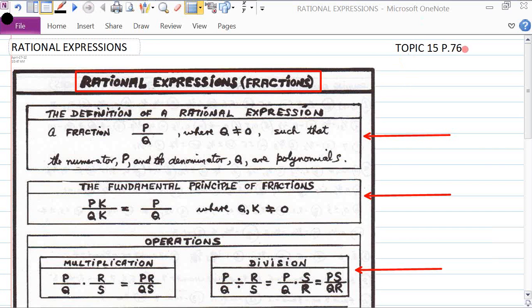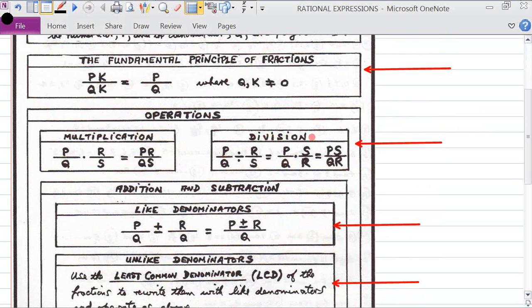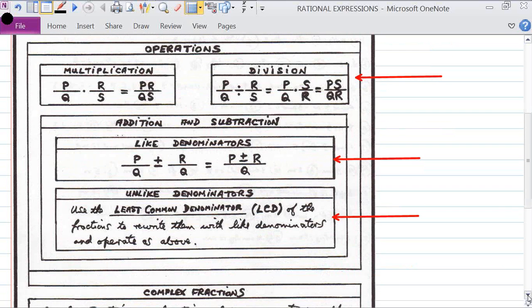We're on topic 15, page 76, and we're going to break 76 into several parts. First of all, we're going to look at the definition of a rational expression, and we're going to look at the fundamental principles of fractions, various operations such as multiplication, division, addition, subtraction. We're going to go over all those things and show some examples.